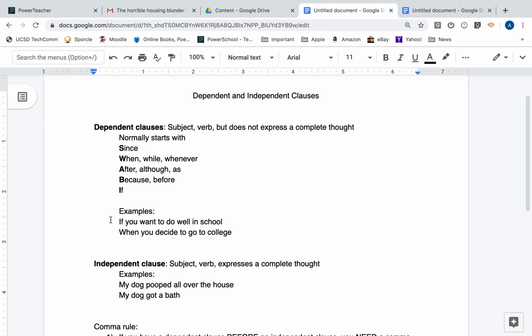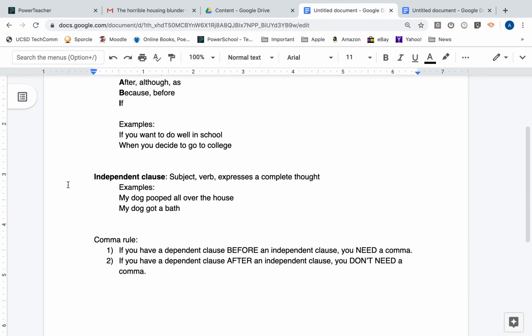If you want to do well in school, okay, you have a subject, which is you, and want is your verb, but it doesn't express a complete thought because you don't tell us what we need to do if we want to do well in school. Next one, when you decide to go to college. Again, subject, verb, no complete thought. What do I need to do when I decide to go to college? So that is a dependent clause.